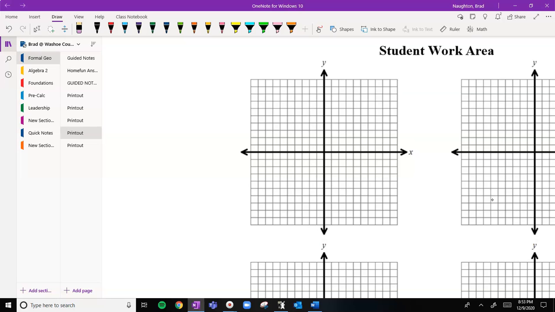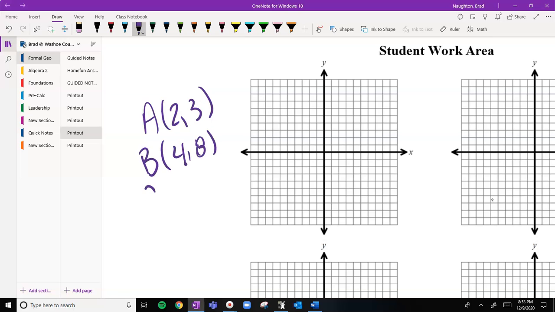So the points were A, which was 2, 3. B was 4, 8. And C was 7, 1. So let's go ahead and put those. So 2, 3, there's A. B is going to be 1, 2, 3, 4, up 1, 2, 3, 4, 5, 6, 7, 8. Let me make sure. 1, 2, 3, 4, 5, 6, 7, 8. There we go. There's B. And then 7, 1. 1, 2, 3, 4, 5, 6, 7, 1. So here's our triangle.